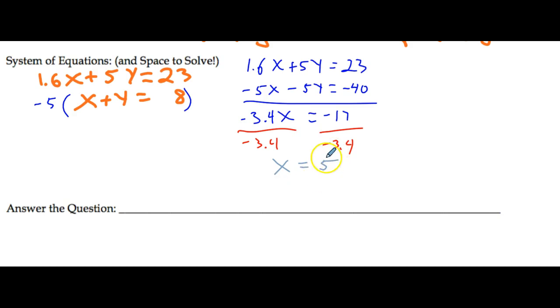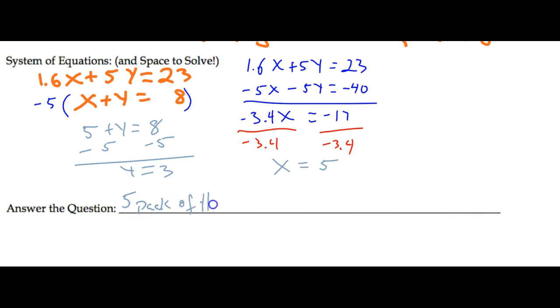So that's half of our solution, but we need to find the y coordinate. We can use this same equation, x plus y equals 8, but we'll substitute 5 for the x. So we'll say 5 plus y equals 8. Subtract 5 from both sides. Y equals 3. So the final answer is 5 packs of hot dogs and 3 packs of hamburgers.